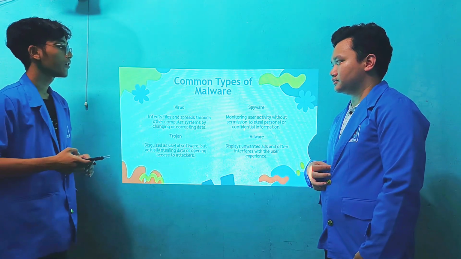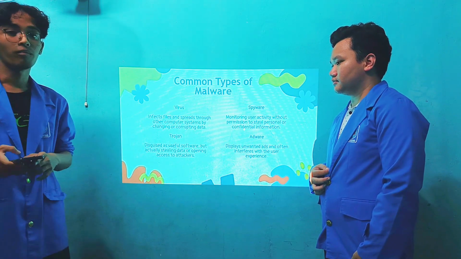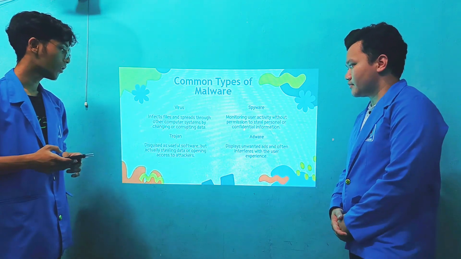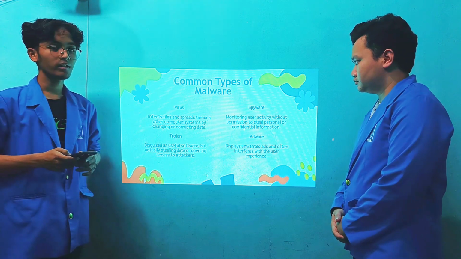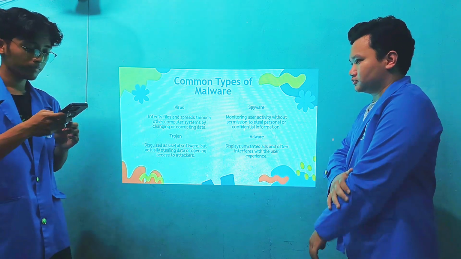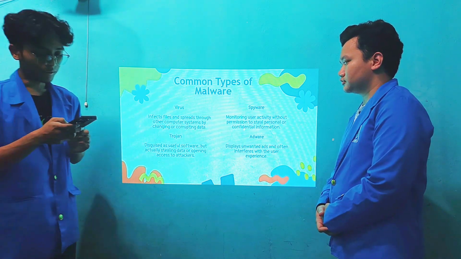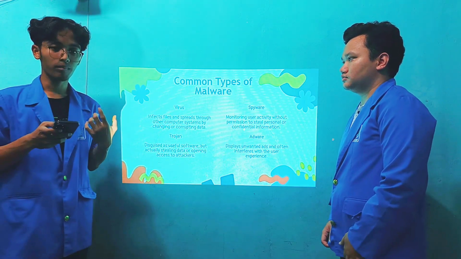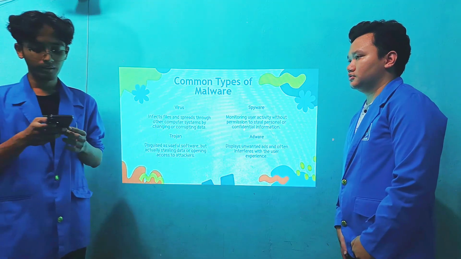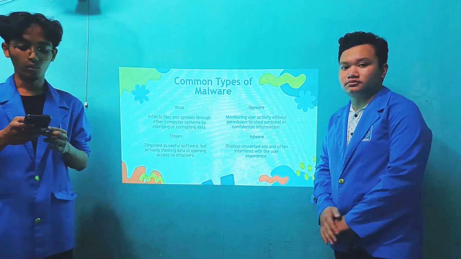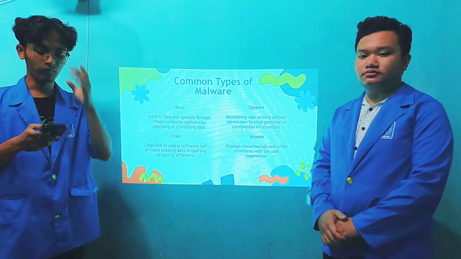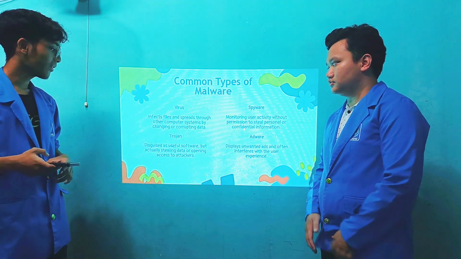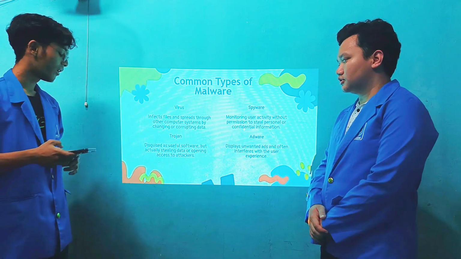Okay, the first slide is common types of malware. Viruses infect files and spread through other computer systems by changing or corrupting data, which means when a virus has affected one file, it will spread to other parts of the computer system. Viruses usually occur when we often download illegal files on the internet. And the second is Trojan.